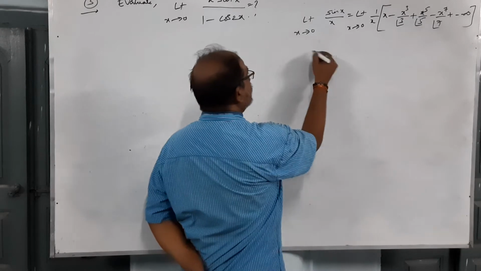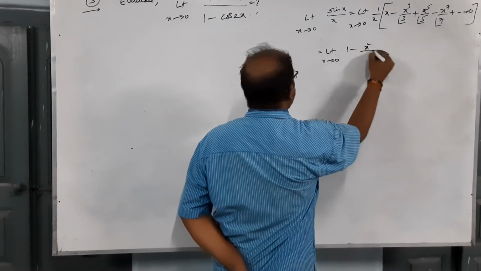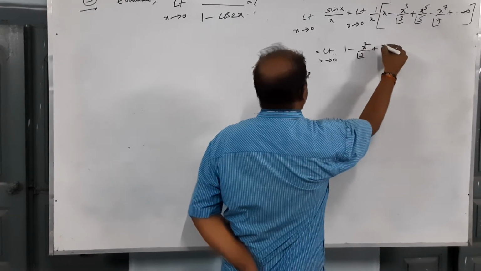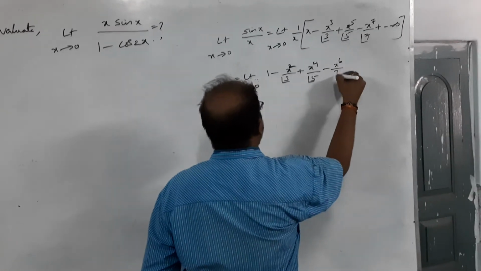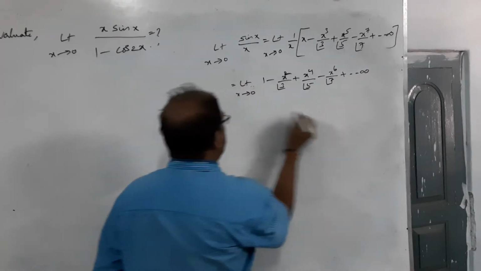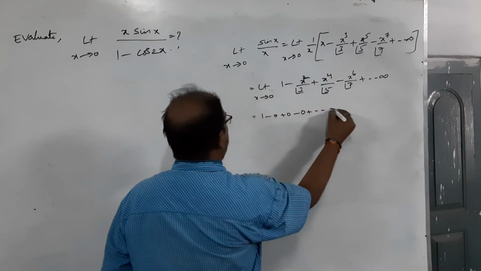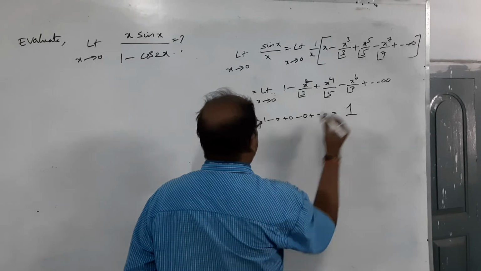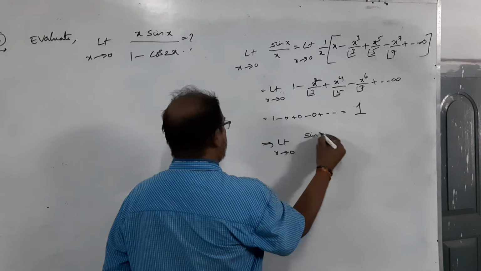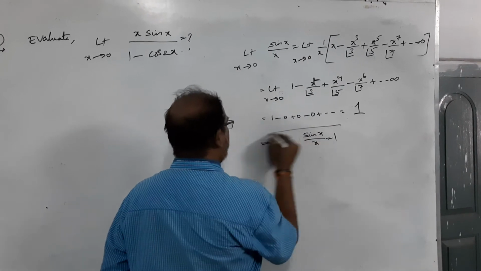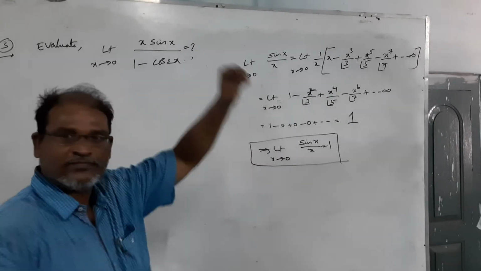That means limit x tends to 0, dividing by x, 1 minus x square by 3 factorial plus x power 4 by 5 factorial minus x power 6 by 7 factorial, and so on to infinity. That means 1 minus 0 plus 0 minus 0 plus 0 and so on. That is equal to 1. That means limit x tends to 0, sin x by x equal to 1. This is the main fundamental formula, and that is the proof of the formula.